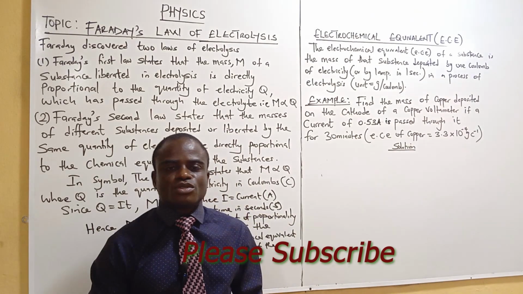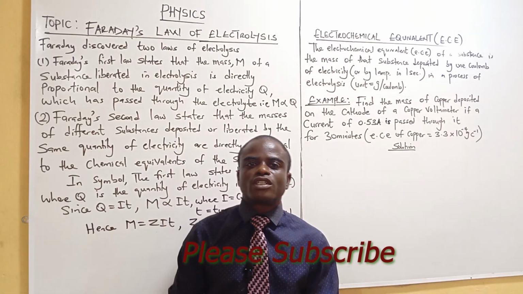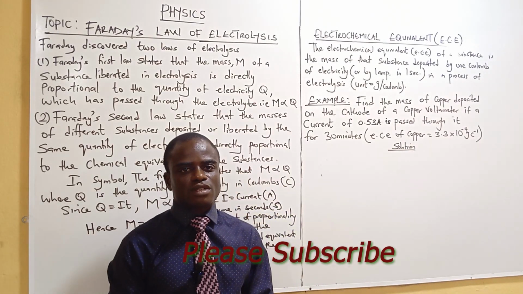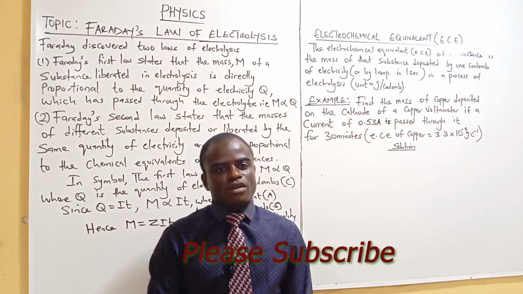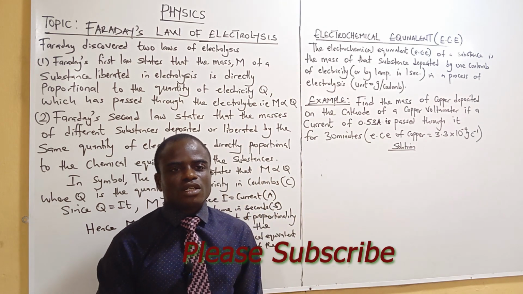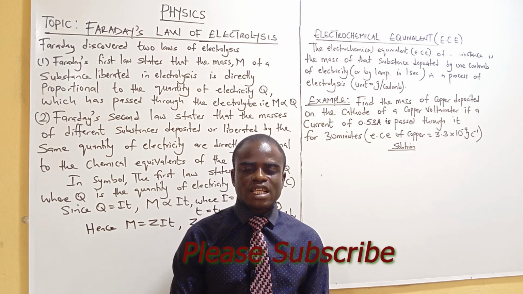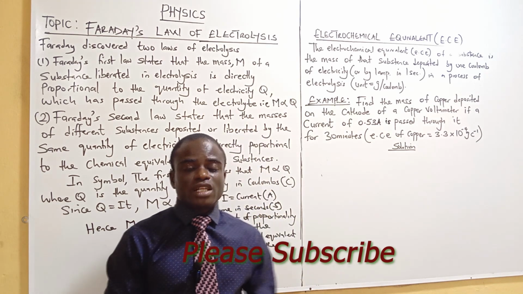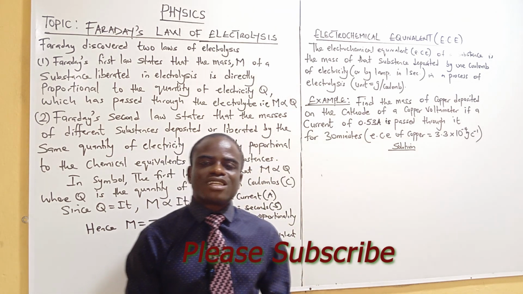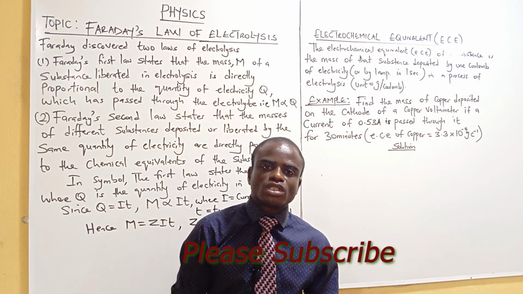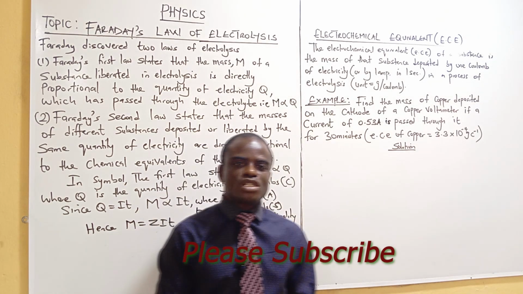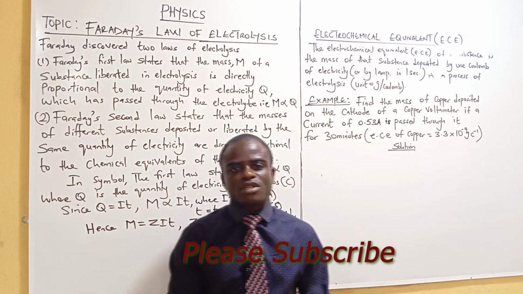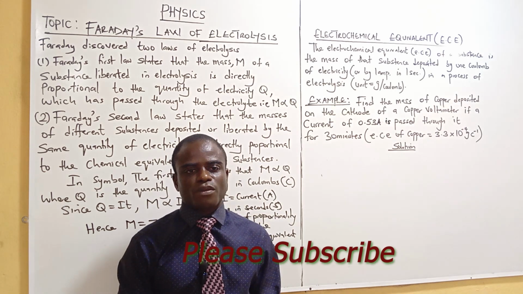Good day, students. Today, we want to discuss Faraday's laws of electrolysis. Faraday discovered two laws of electrolysis. The first law of Faraday states that the mass m of a substance liberated in electrolysis is directly proportional to the quantity of electricity Q which has passed through the electrolyte. M is directly proportional to Q.